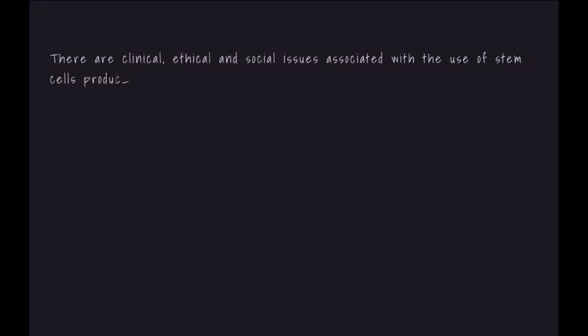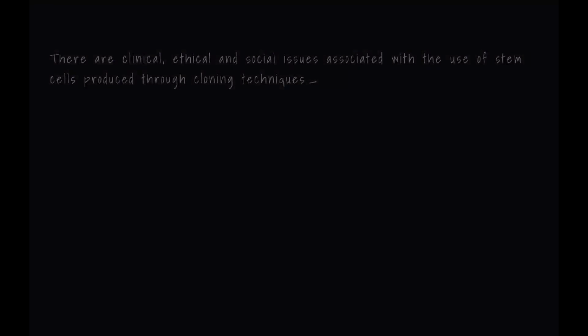Despite their potential medical benefits, there are clinical, ethical, and social issues that we need to take into account when weighing the moral permissibility of using stem cells produced through cloning techniques. These issues will be different depending on whether the stem cells are to be used for therapy or solely for research. Let's look at a couple of clinical issues. From a clinical perspective, there are several variables that need to be taken into account when weighing the benefits or the big promise of therapeutic cloning.